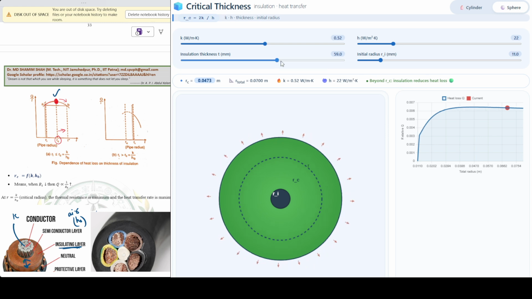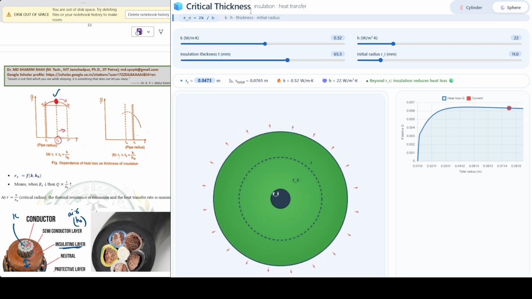So this was all the concept of critical thickness, how we insulate the bare rod. Generally, a bare rod or wire is insulated for maximum heat loss, so that no hazard or melting of the electrical wire cables takes place. Then where do we need small heat loss? In the case of steam passing through a pipe, where we don't want any loss of steam heat.